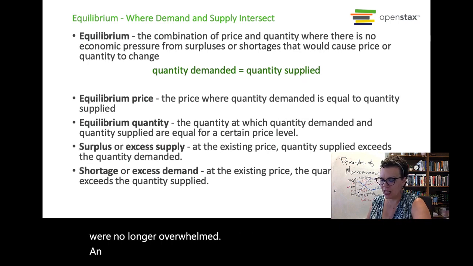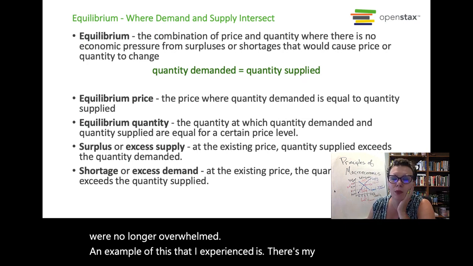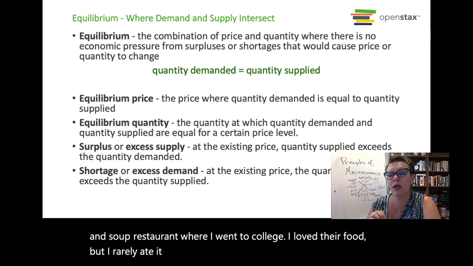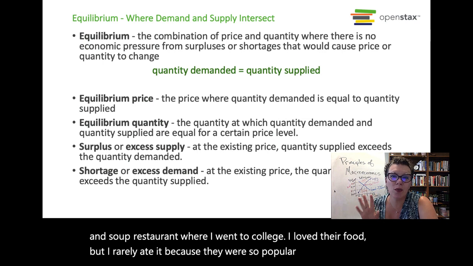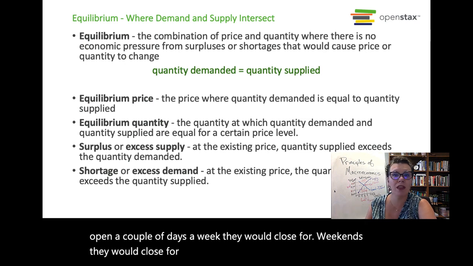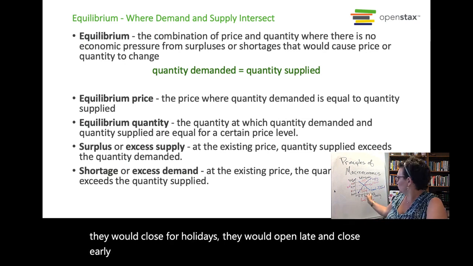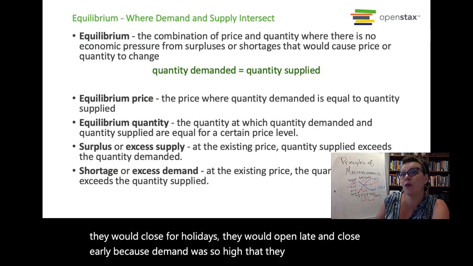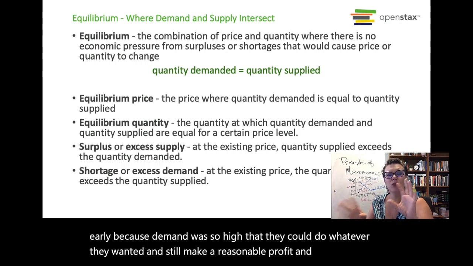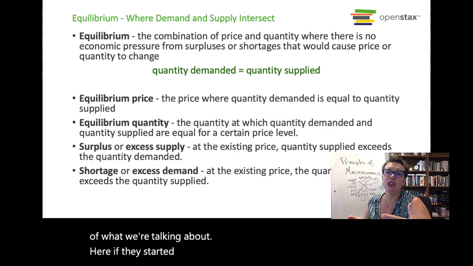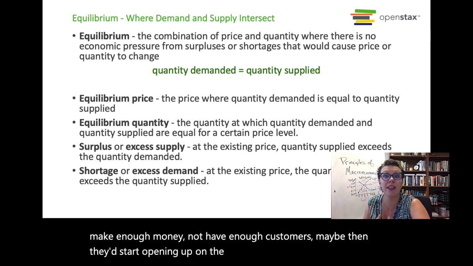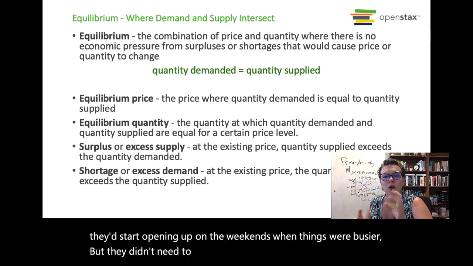An example of this that I experienced is my favorite noodle and soup restaurant where I went to college. I loved their food, but I rarely ate it because they were so popular that they only were open a couple of days a week. They would close for weekends, they would close for holidays, they would open late and close early because demand was so high that they could do whatever they wanted and still make a reasonable profit. And so that's kind of what we're talking about here. If they started to not make enough money, not have enough customers, maybe then they'd start opening up on the weekends when things were busier, but they didn't need to. And so that's what we're talking about.